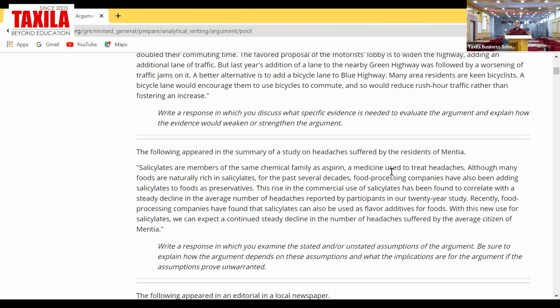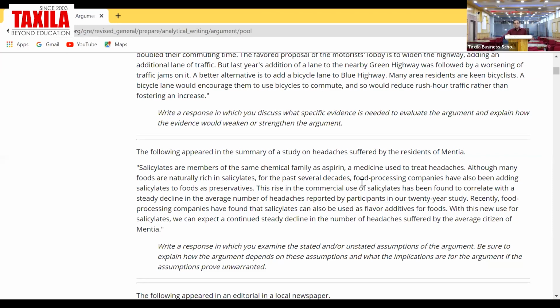Although many foods are naturally rich in salicylates, for the past several decades, food processing companies have also been adding salicylates to food as preservatives. Now they are saying salicylates are naturally also present, right? For example, you may have an apple with salicylates, or it says there are naturally rich foods in salicylates. The example that comes to my mind right now is that maybe when I'm eating an apple, I'm eating salicylates. It also says that they can be added artificially, such as by injecting or by processing, one of the ways being as preservatives.